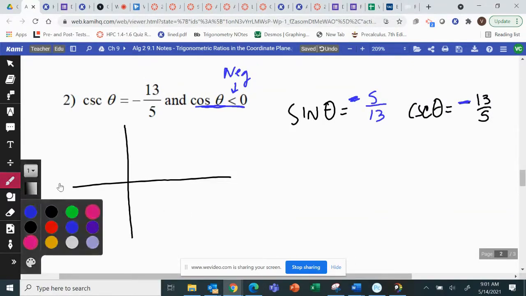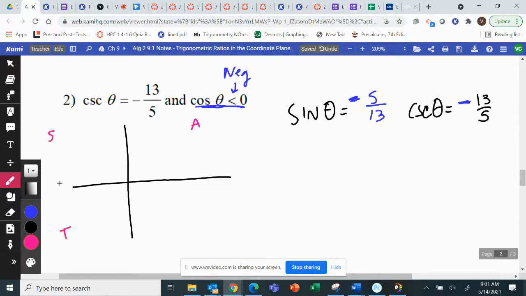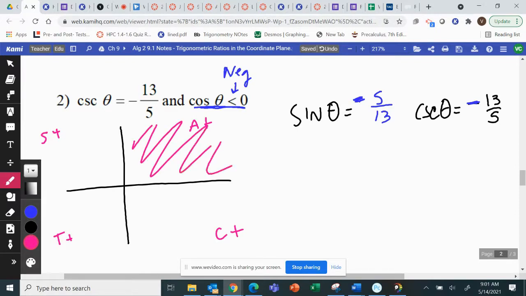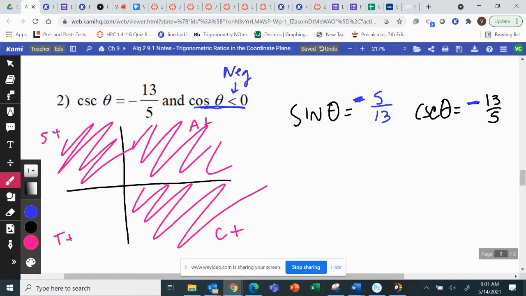So if I use all students take classes, those are the ones that are positive. These are the positives. I know that it can't be this quadrant because all are positive and both of these are negative. Can't be this one because sine is positive. Can't be this one because cosine is positive. So it has to be the third quadrant.